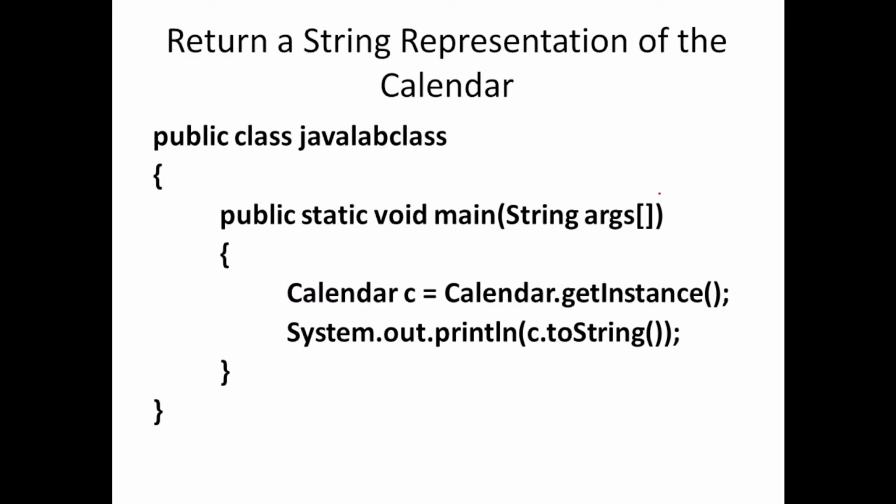Now let's move on. Let's take a look at another method of the calendar instance. We create a calendar instance and we call this instance.toString.